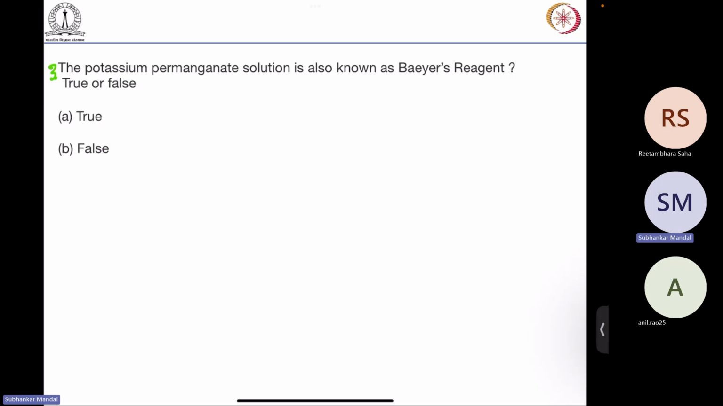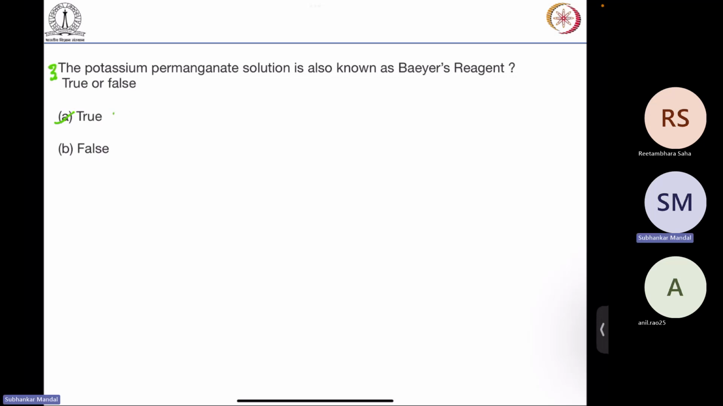The potassium permanganate solution is also known as Bayer's reagent. True or false? Can anyone tell? Ritambhara has written it is true. Yes, the answer is correct. So what is Bayer's reagent, and for which purpose do we use it?